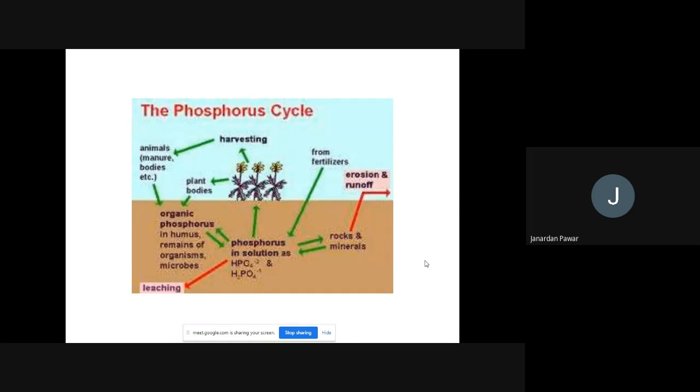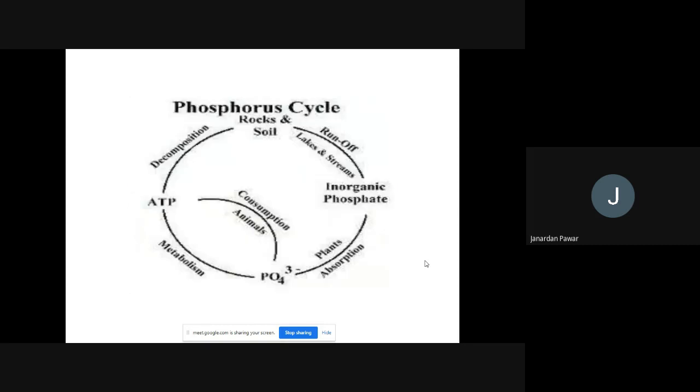Then this one is a phosphorus cycle. I think you guys have heard about this phosphorus, how this phosphorus is there. Animals, then manure, bodies, etc. Then it will be harvested. Then this way the phosphorus is created, and this particular cycle is called the phosphorus cycle.